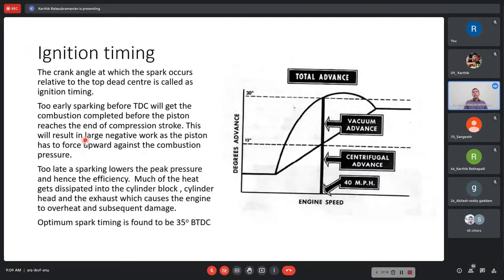Okay. Now moving on to ignition timing, which is very important. What is this ignition timing? The crank angle at which the spark occurs relative to the top dead center is called ignition timing.